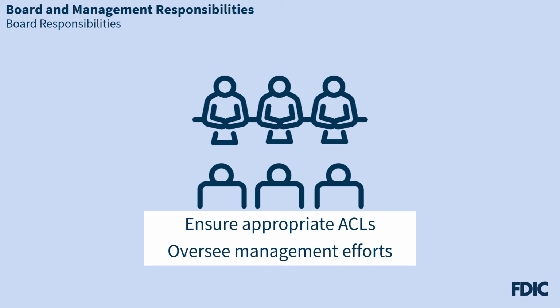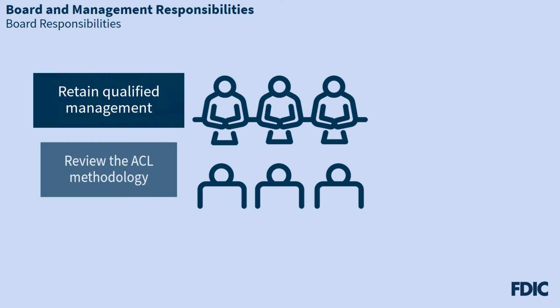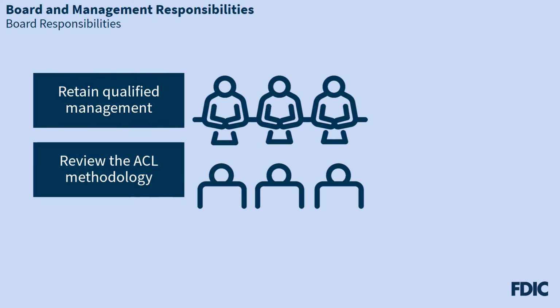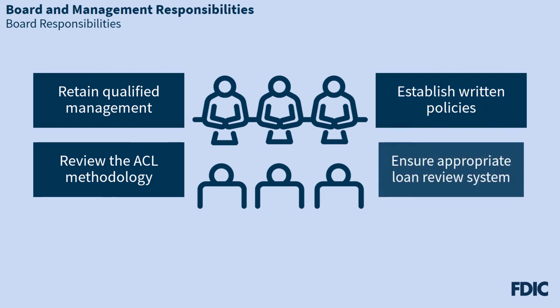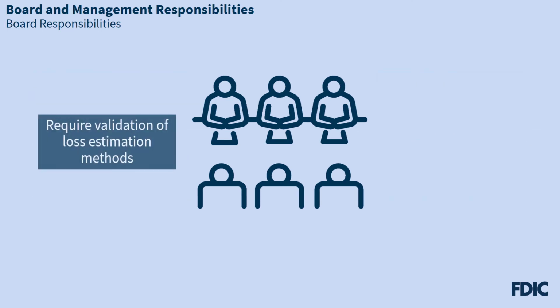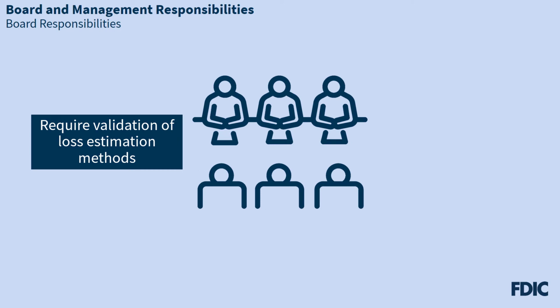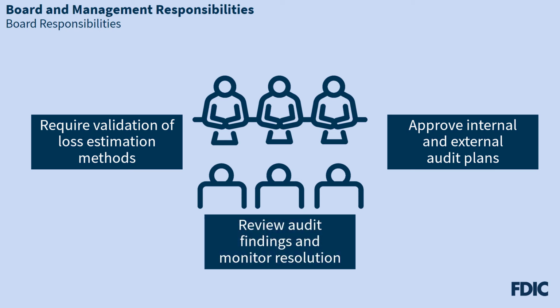process. Specifically, the board is responsible for retaining qualified management to oversee ACL activities, reviewing the ACL methodology, including management's judgments and estimates, establishing and approving the written policies for the ACL, ensuring that the loan review system is appropriate for the bank's size and complexity, and reviewing management's assessments of and justifications for the estimated amounts reported each period for the ACLs. The board is also responsible for requiring management to periodically validate and, when appropriate, revise loss estimation methods, approving the internal and external audit plans for the ACLs as applicable, and reviewing any identified audit findings and monitoring resolution of those items.